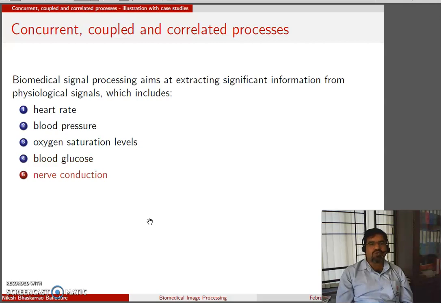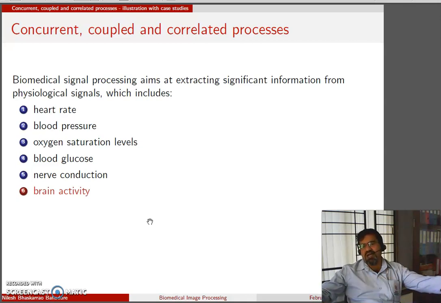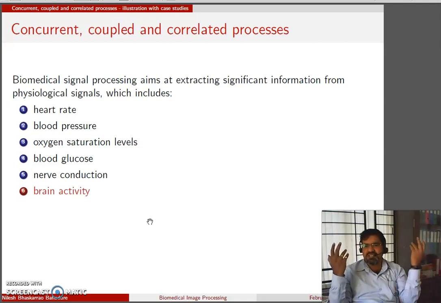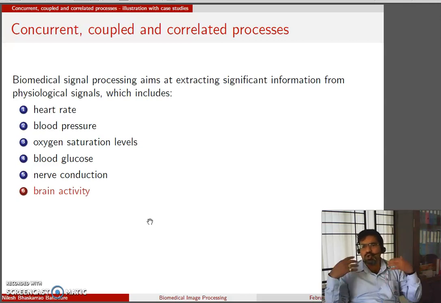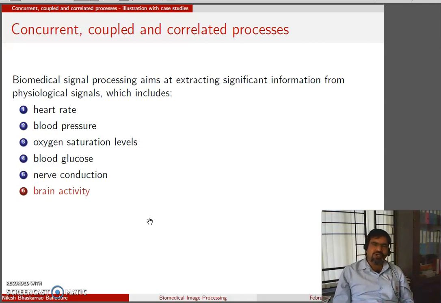Then blood glucose, and we are going to measure the nerve condition. Brain activity is a very broad term, so we have to measure the different activities. For example, brain tumor detection, or whether the nervous system is performing its operation correctly or not. So many things are there, so we have to measure the different parameters. Here some of the parameters are listed: heart rate, blood pressure, oxygen saturation level, blood glucose, nerve condition, and brain activity.